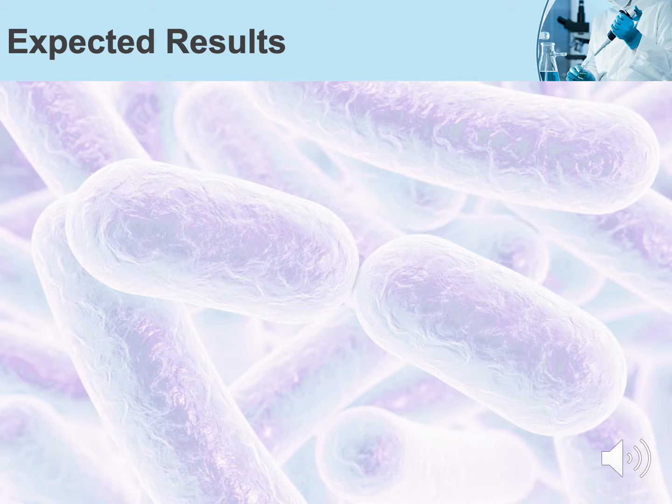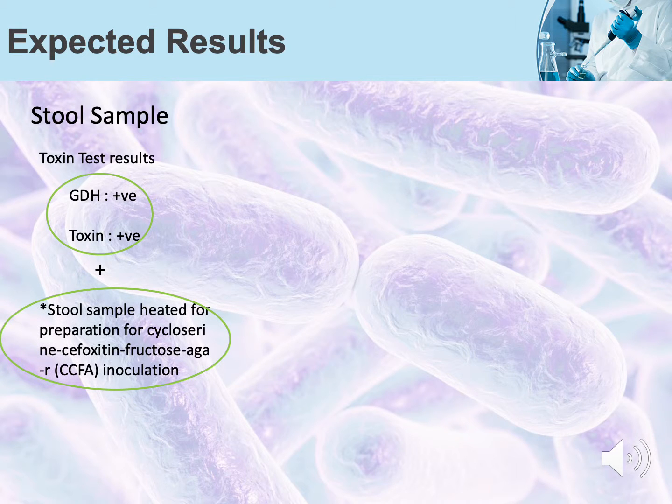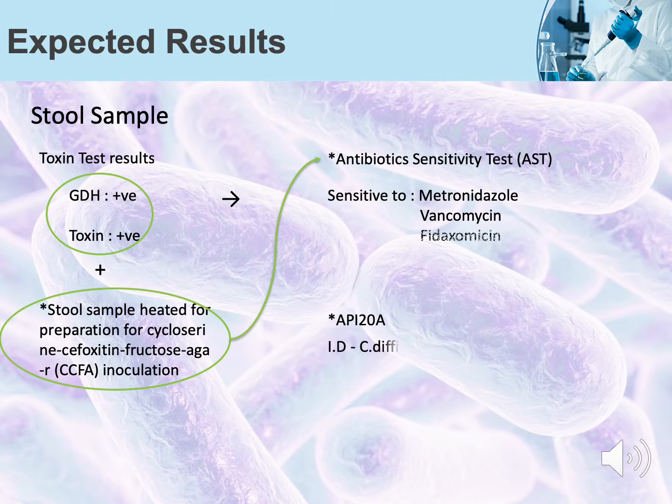What we were expecting our results to be were as follows. From the fresh stool sample taken, we performed the GDH test, which will come out as positive, and then the follow-up EIA to be positive as toxigenic strain. This would give us the conclusion that the patient was suffering from CDI. If further confirmatory tests were required, then we can also use the fresh stool sample to prepare the C. diff culture, the cycloserine cefoxitin fructose agar, or CCFA, for both AST and API-20A.